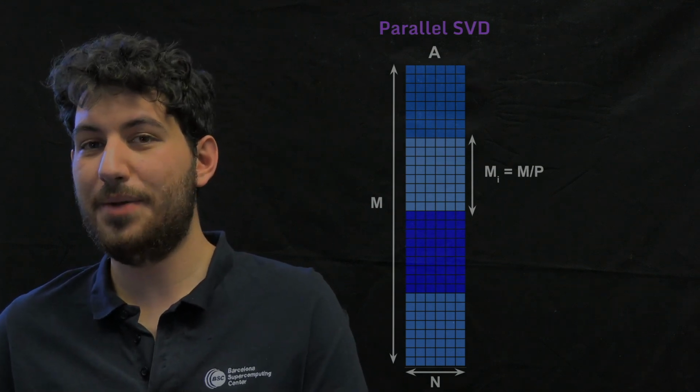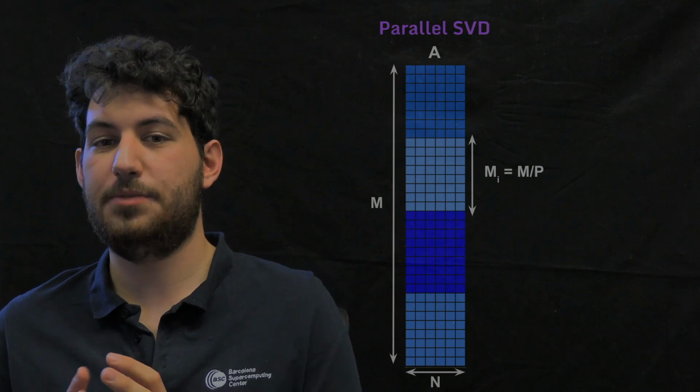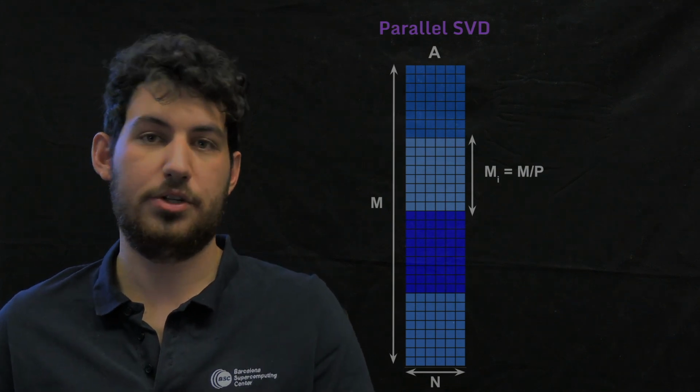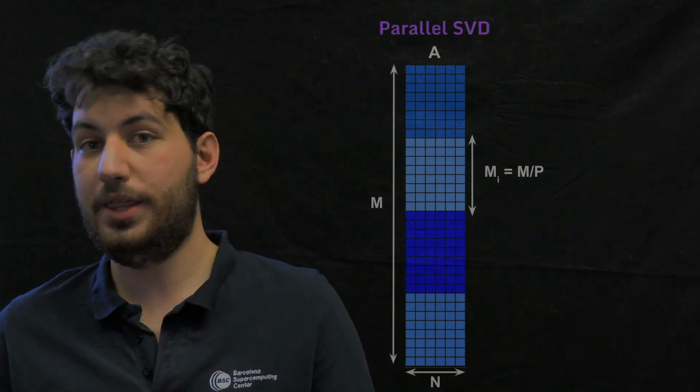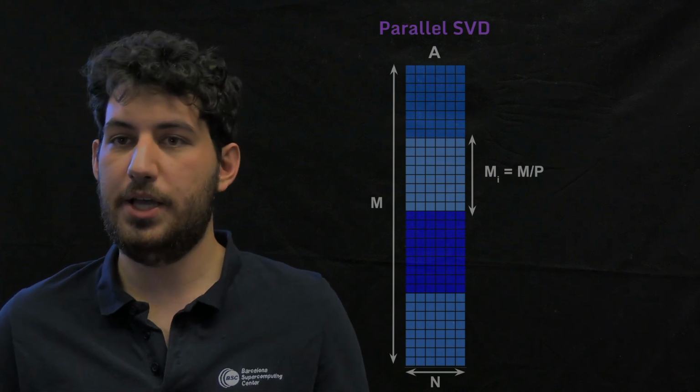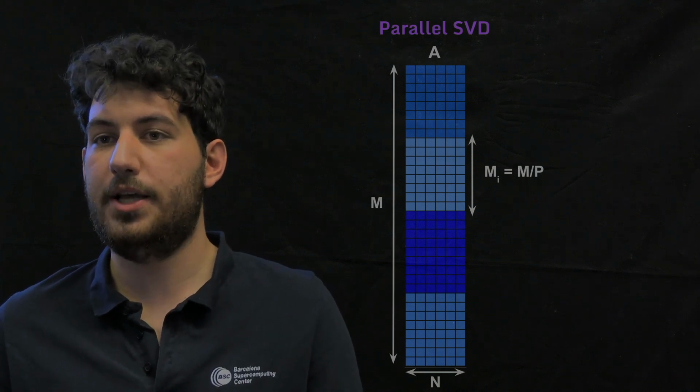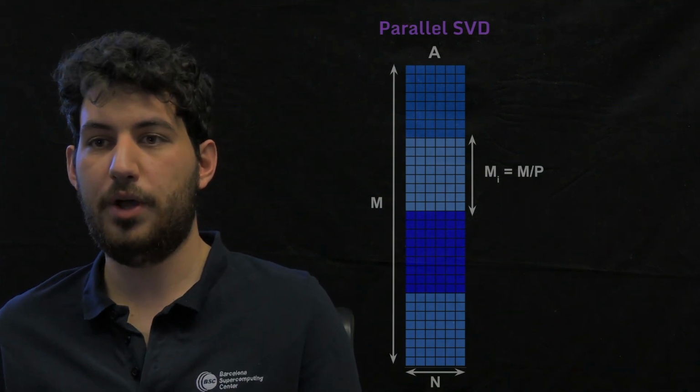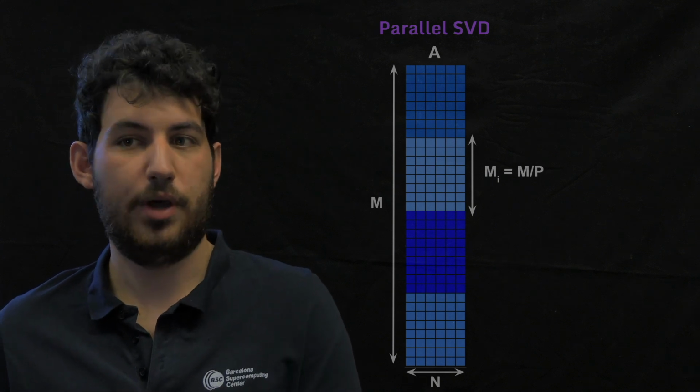So, as I was saying at the beginning, for the cases that pyLOM has been designed for, we have billions of grid points, but only thousands of snapshots. So matrix A is tall and skinny, and we parallelize it by dividing the rows among the different ranks that we have available.